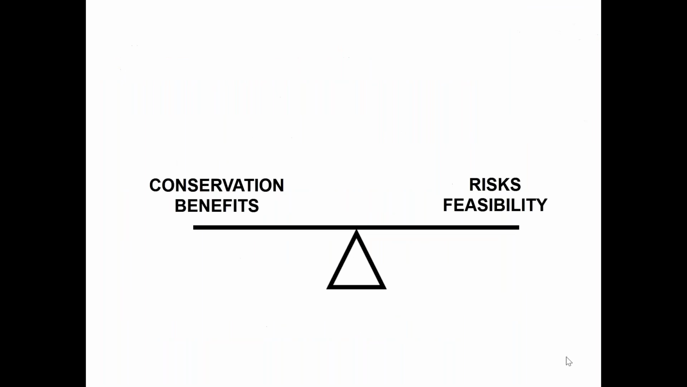So using all of the information that came before this, you're really trying to weigh the conservation benefits of a particular activity versus the feasibility of doing it and any risk associated with doing it. There's no magic formula to this, because it will really depend upon the stakeholder group doing the evaluation and how important that particular taxa is to that group.